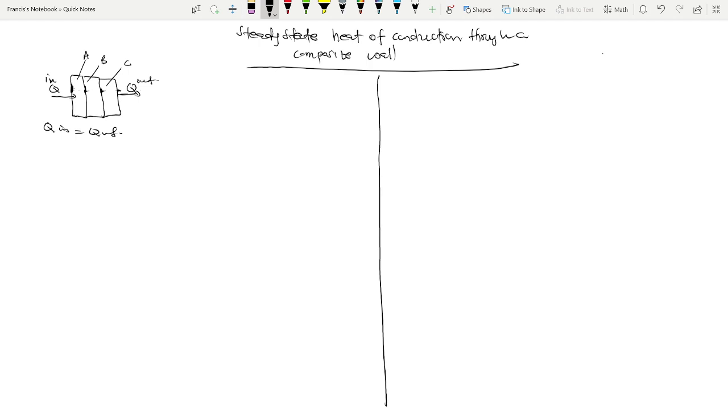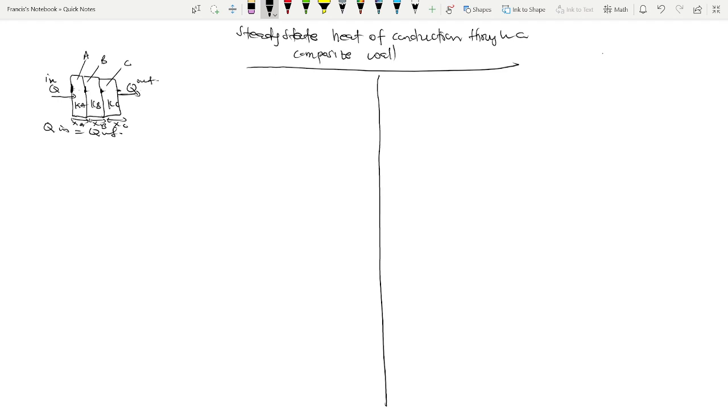Right? So now if each wall has a thickness, let's call the thickness XA, XB, and then XC. Because of course the thickness can't be the same. In some cases the thickness might be the same, but the worst case scenario you can get is that the thicknesses are not the same. So we are going to use that to derive what we want. And then each wall has its own thermal conductivity. So Ka, Kb, and then Kc.